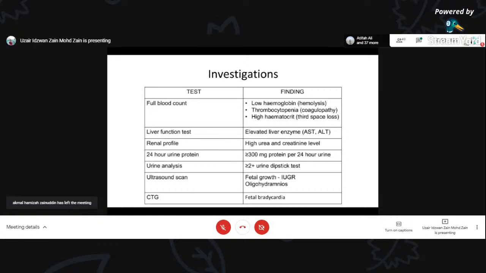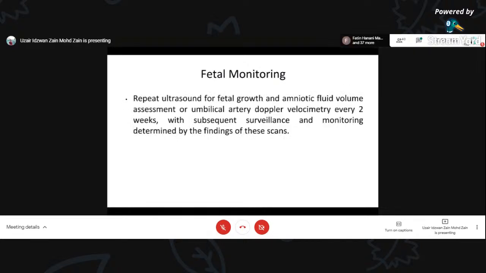If you look into the NICE guideline, they have the specific indications for why you have to do CTG. But I guess it's too much for us to know them one by one. I think it's already good enough if you know the basic investigations that we should do at our level. So this is basically fetal monitoring, what you would like to do.